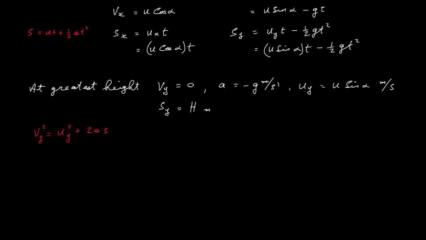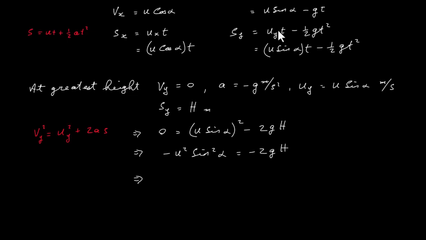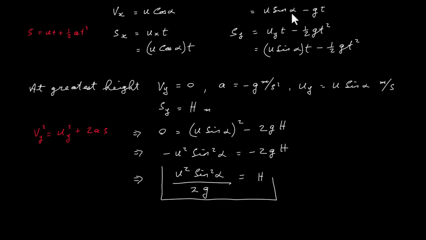So we have the velocity, we know at the maximum height is going to be 0. So we'll have 0 is equal to the initial velocity in the y direction, u sin alpha, squared, minus 2gh. So that will give us minus u squared sin squared alpha is equal to minus 2gh, or just simply h is equal to u squared sin squared alpha over 2g. And that's really it. That's the first equation that we decided to derive.